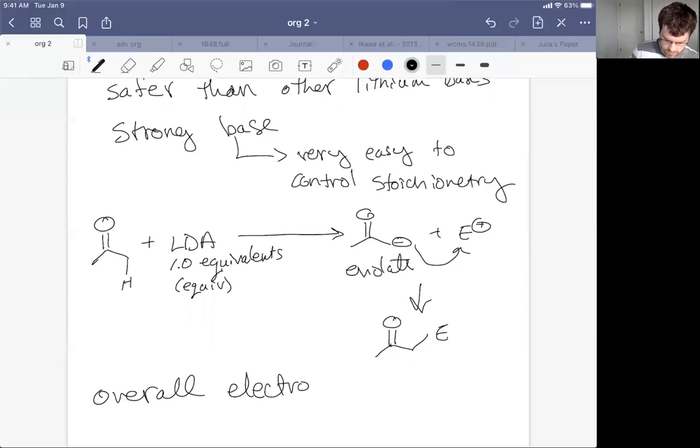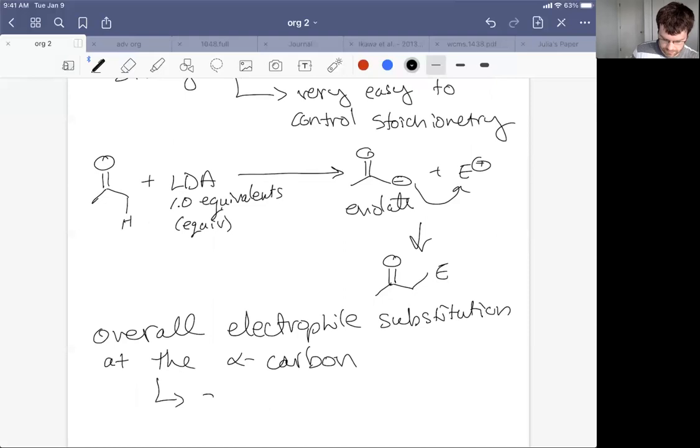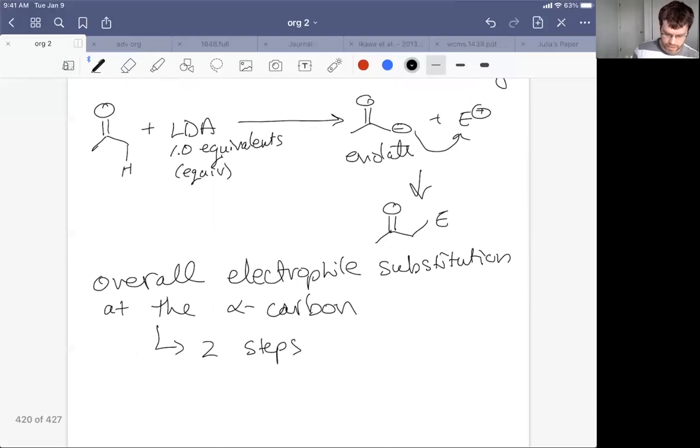Okay. So this overall reaction, which is electrophile substitution at the alpha carbon, this overall process has 2 steps. In step 1, we add LDA to generate the enolate.